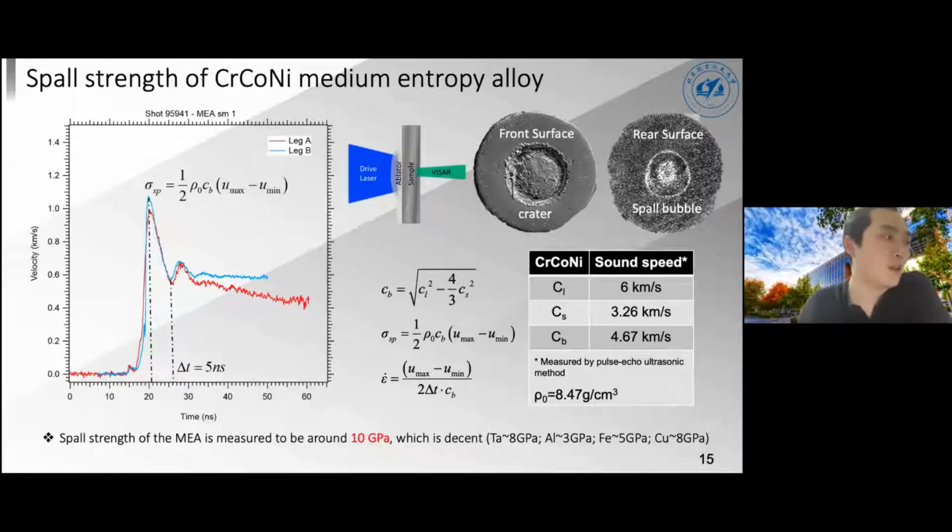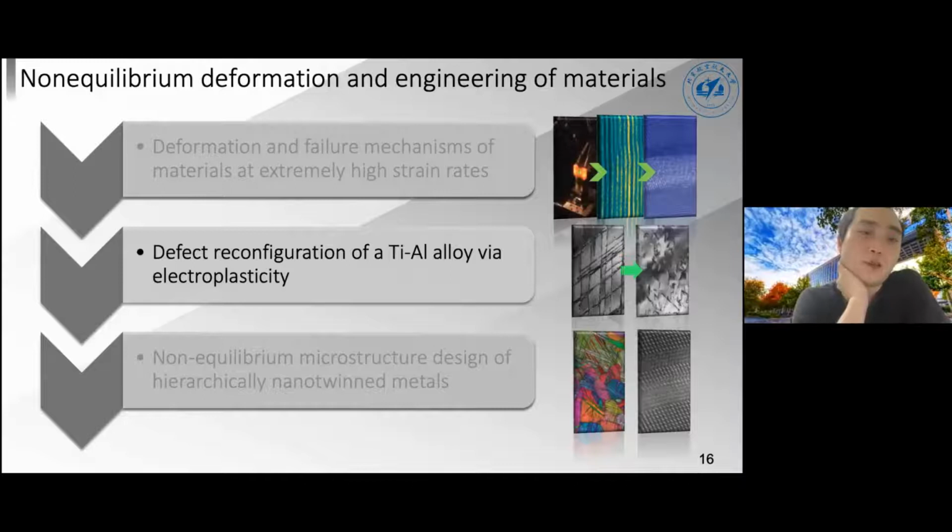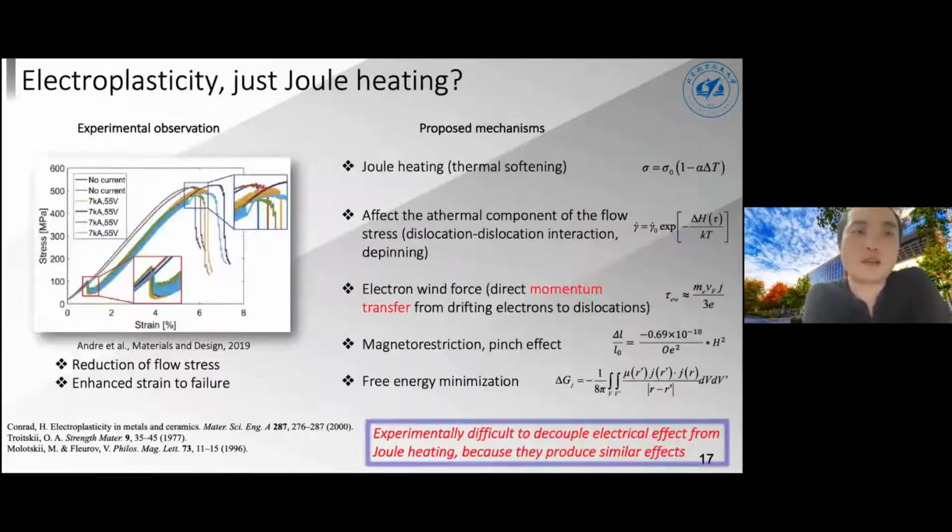So I want to switch gears a little bit to a second topic, if I have time, which is concerned with electroplasticity. Electroplasticity is a very traditional phenomenon that was discovered in the late 1950s, when people realized that the application of high density direct current leads to a reduced flow stress as well as enhanced ductility. This is good for metal forming, right? Because compared with other metal forming techniques like hot rolling, it is economically favorable.